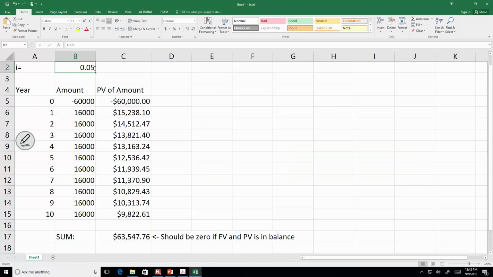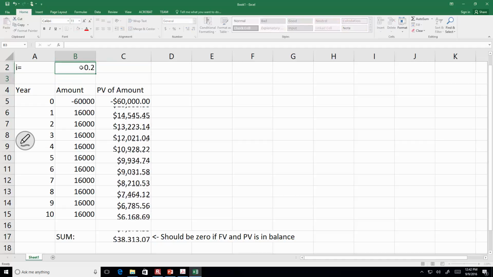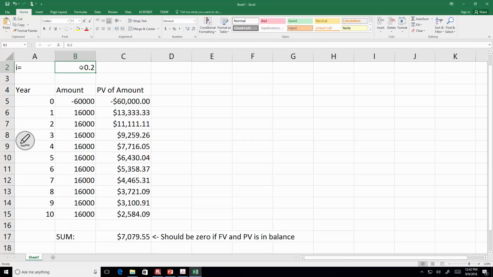We can say, what about 6%? Well, it's getting closer. Remember, we're looking for this to be 0. What about 10%? Okay, we're getting closer still. 20%? Okay, getting closer to balance. So we can just play around with this, and we're getting awfully close now to 0.